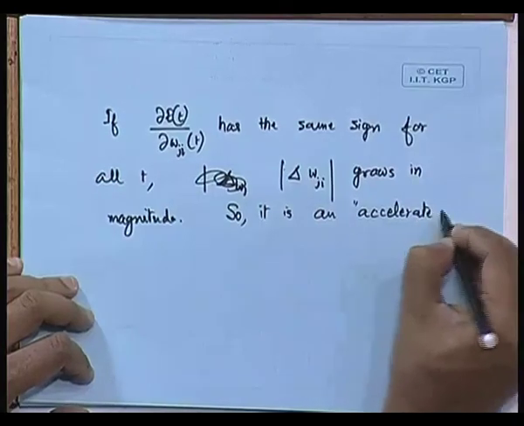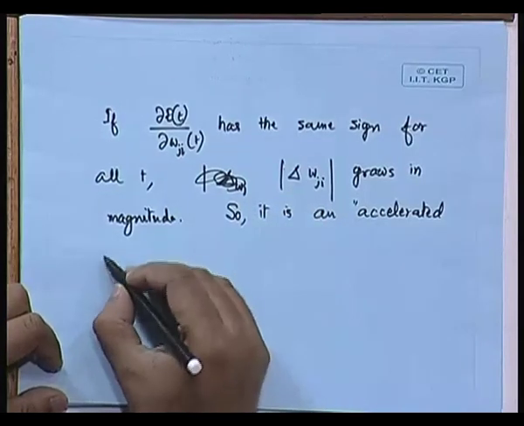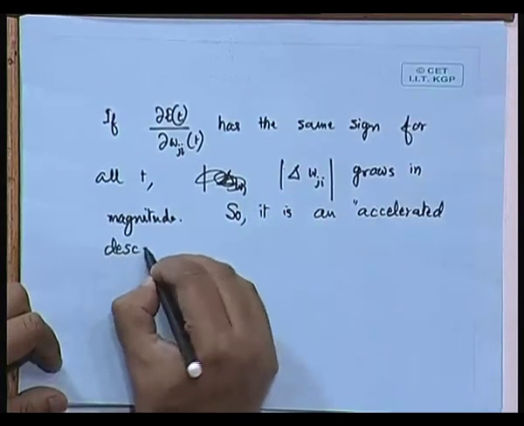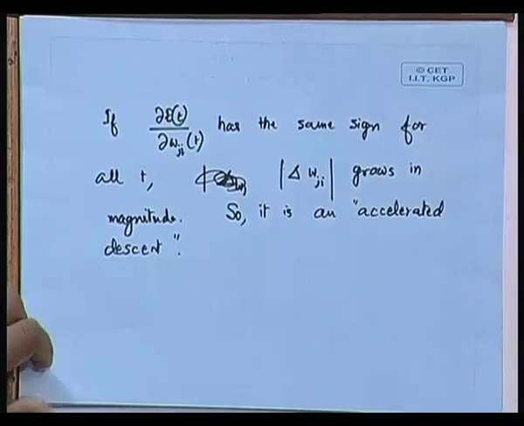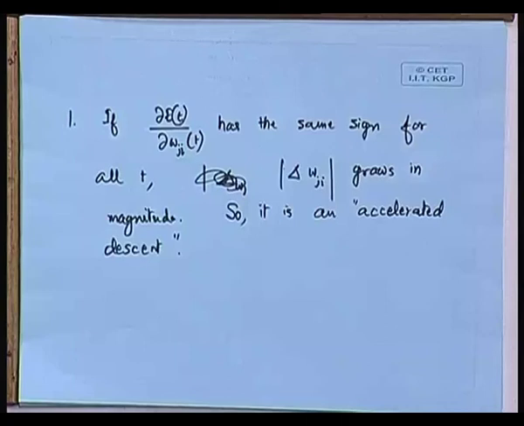It is descent, no doubt. It is following a steepest descent, but in an accelerated way. We are coming down after somebody has given us a push, so we are coming down a little faster. And the other extreme could be that ∂E/∂Wji is alternating its sign with every iteration. What happens in that case?